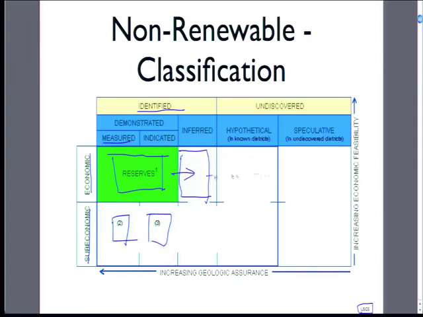From there, there's a whole bunch of other resources that might be out there. We know from the conditions in the geology and plate tectonics where there might be more resources and where we might be able to mine them in the future.